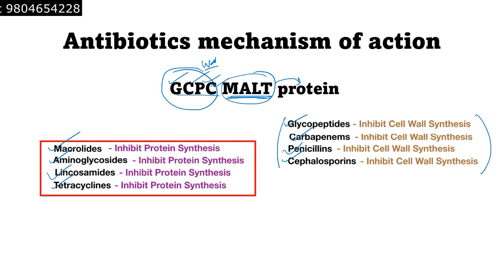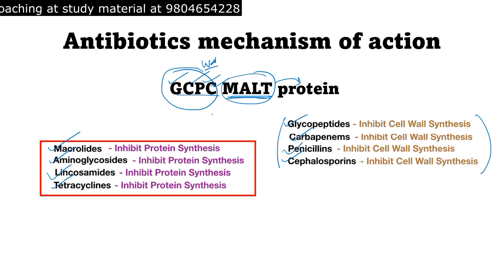Although this particular mnemonic will not help you to remember exactly whether these protein synthesis inhibitors act against the 30S or the 50S subunit, you get to know whether they are protein synthesis inhibitors or cell wall biosynthesis inhibitors. So GCPC malt protein will give you an idea about the list of 8 different classes of antibiotics belonging to cell wall biosynthesis inhibition or protein biosynthesis inhibition.